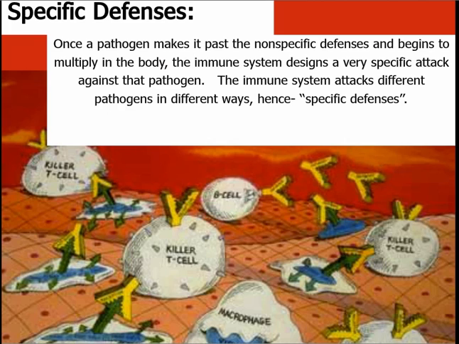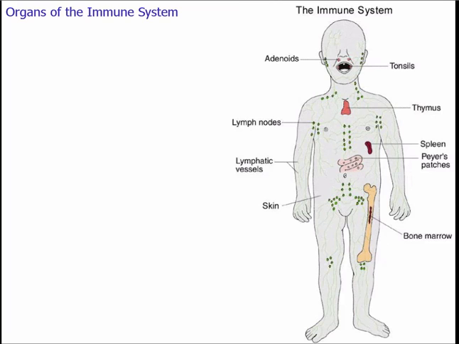So it says here, once a pathogen makes it past the non-specific defenses and begins to multiply in the body, the immune system designs a very specific attack against that pathogen. The immune system attacks different pathogens in different ways, hence specific defenses.